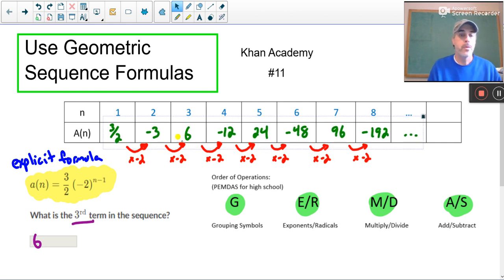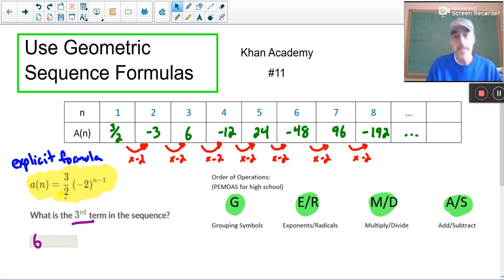Okay, so let's go ahead and just look at this. This, again, is function notation. The top of this table is our n, our numbered terms, our first term, our second term, our third term. And this is our a of n output. So our first term is 3/2. Our second term is -3. And so as I read this, I'm reading a of n equals 3/2.